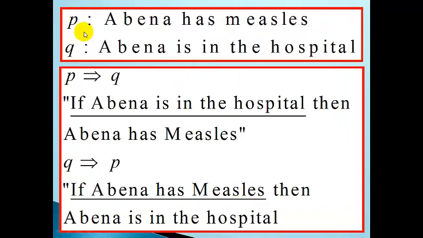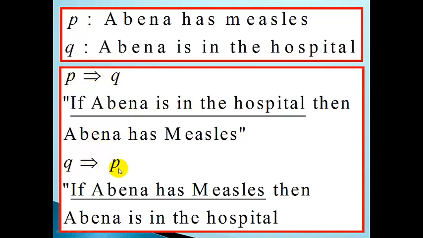Now let's consider these two statements. Abner has measles. That is statement P. Statement Q, Abner is in the hospital. P implies Q means that Q is true only if P is true. And statement Q says Abner is in the hospital. So it means that if Abner is in the hospital, then Abner has measles. That is P implies Q.